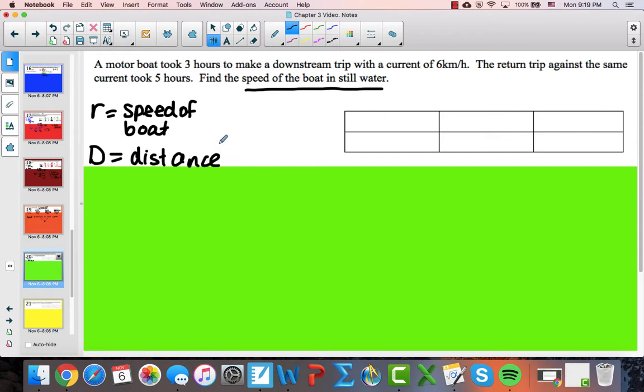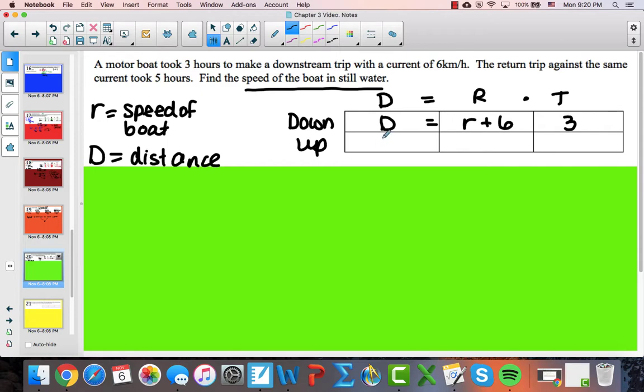Okay? All right, so when I label my diagram, I'm going to label the downstream and the upstream. So here I'm going to put downstream, and here I'm going to put upstream. And again, we're still using D equals R times T. All right, so this is where I have to get a little careful. I'm careful because I have to add for the downstream trip, I have to add the current. So my distance was unknown. My rate, I know the current was 6 km/h, but I'm looking for the speed of the boat. So I have the boat plus the current of 6 and a time of 3.